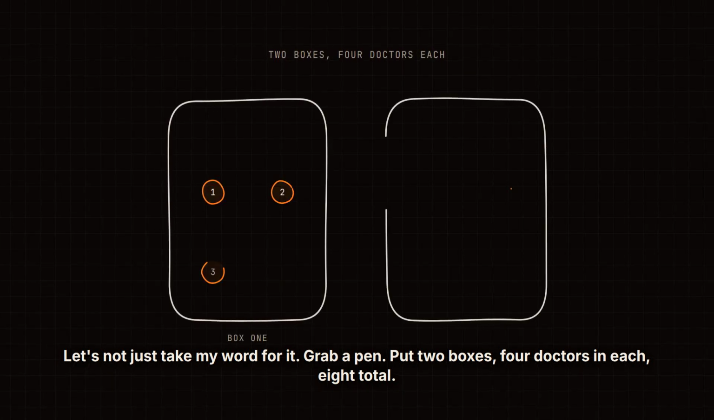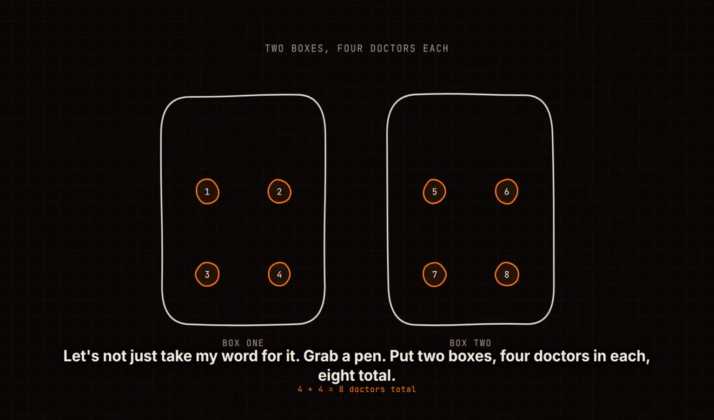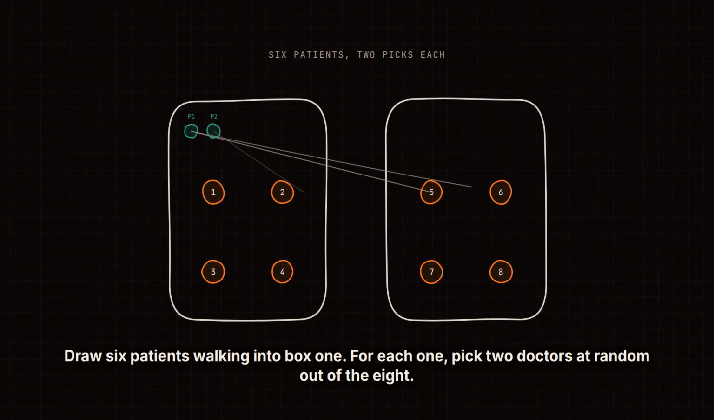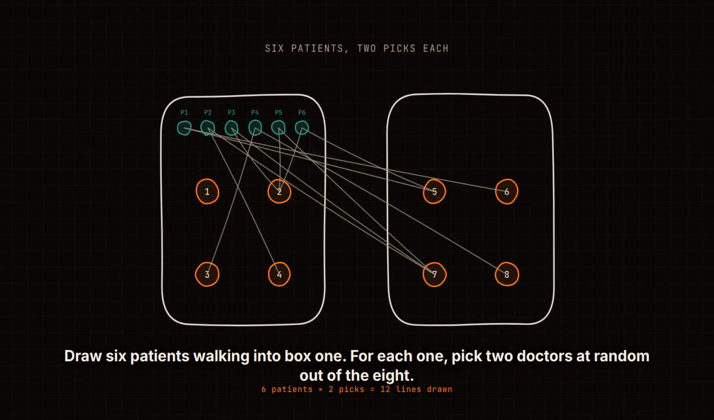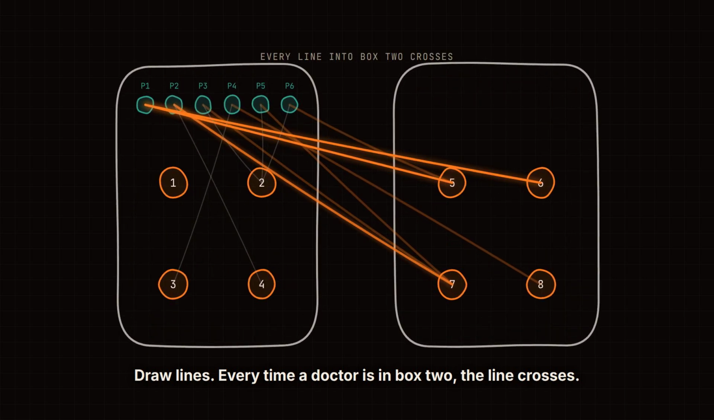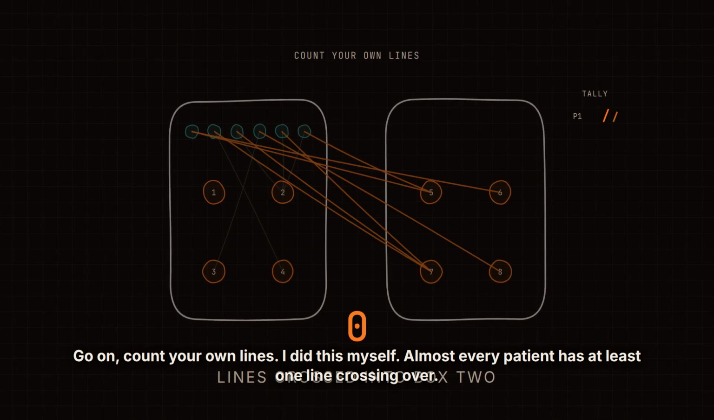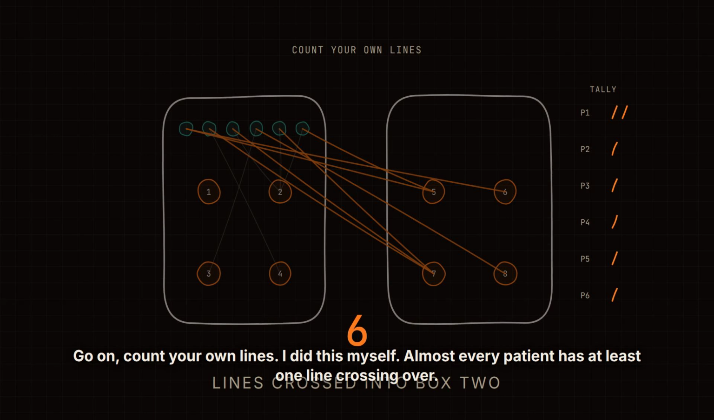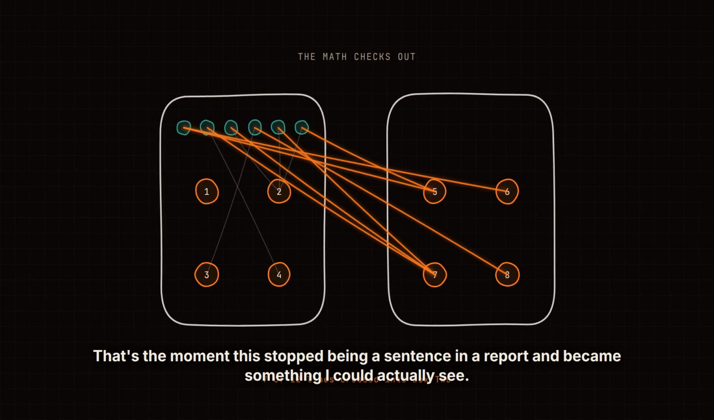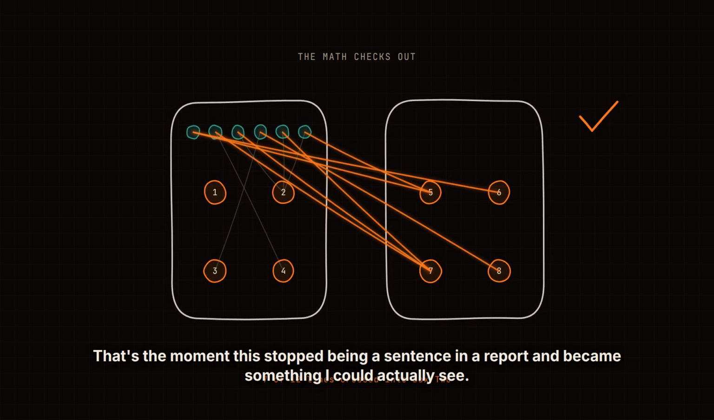Let's not just take my word for it. Grab a pen and 2 boxes, 4 doctors in each, 8 total. Draw 6 patients walking into box 1. For each one, pick 2 doctors at random out of the 8. Draw lines. Every time a doctor is in box 2, the line crosses. Go on, count your own lines. I did this myself. Almost every patient has at least 1 line crossing over. That's the moment this stopped being a sentence in a report and became something I could actually see.